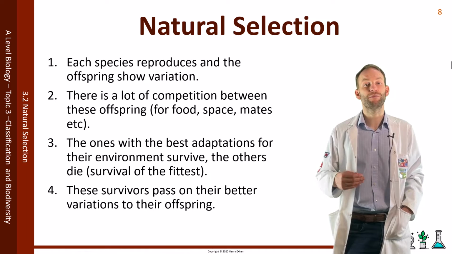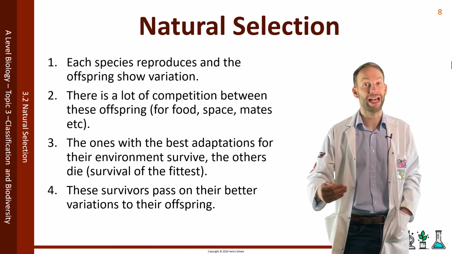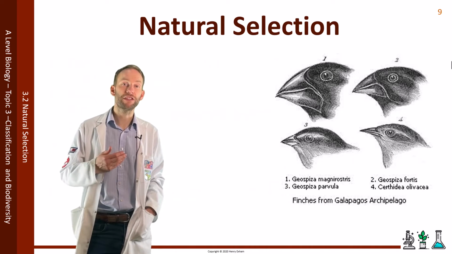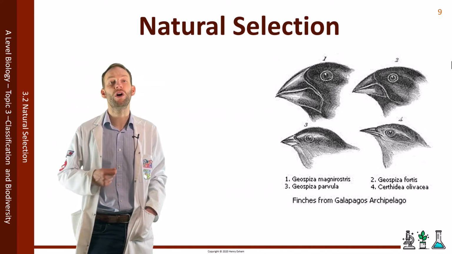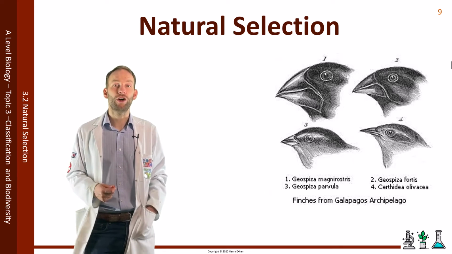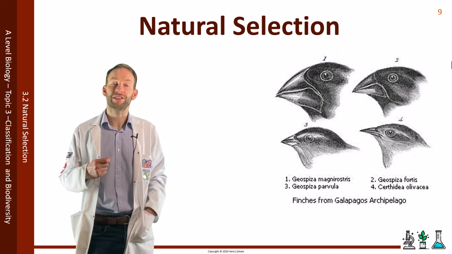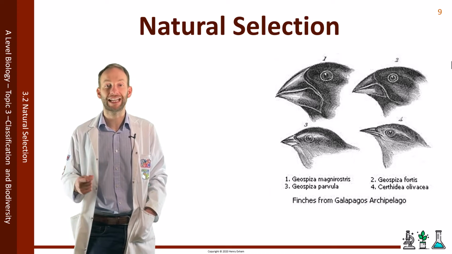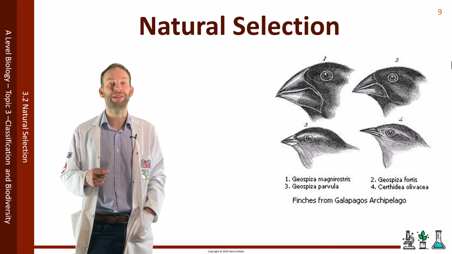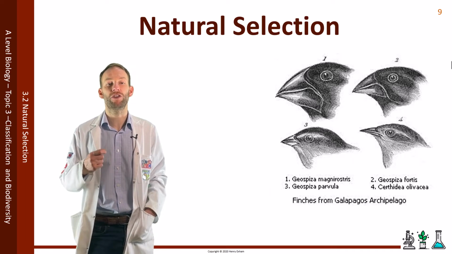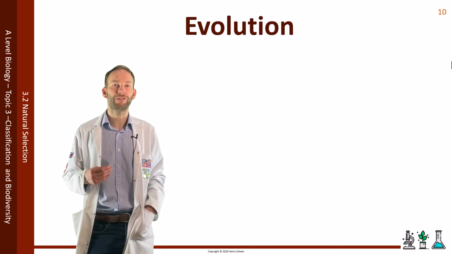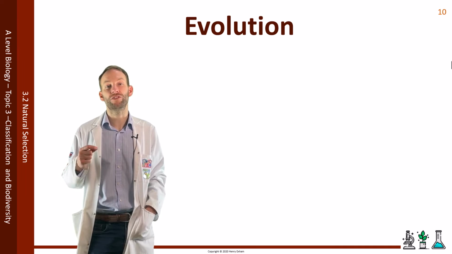And those survivors pass on their better variations to their offspring. And if this continues over thousands and thousands of generations, then the species will slowly change to become more and more suited to their environment. Here's a picture of Darwin's drawings of some finches from the various different Galapagos Islands. And through natural selection, they have all evolved slightly different beaks in order to eat the foods available on their specific island.